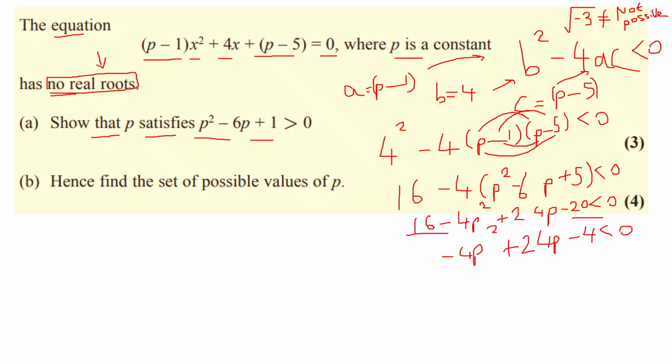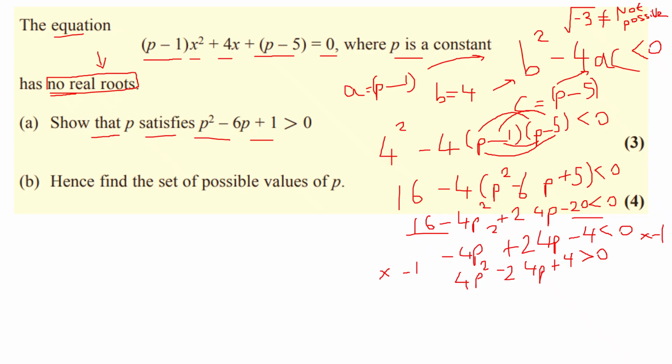Then I'm going to multiply through by -1, but be careful to flip the inequality sign. So we're going to have 4p² - 24p + 4 > 0, because I've multiplied through by -1, changing the sign of all of my terms throughout the inequality. So that reverses the direction of the inequality symbol.